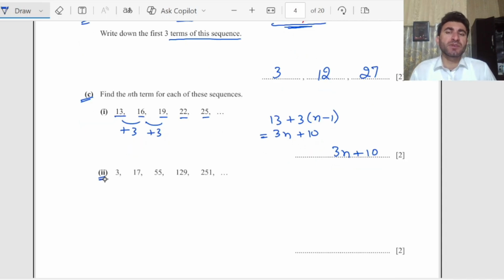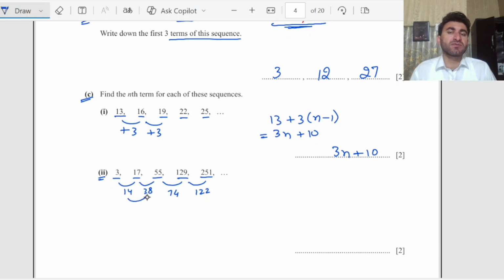Now coming to the second part, where the sequence is 3, 17, 55, 129 and 251. It is clearly not a linear sequence. So first find the difference of the terms. 17 minus 3 is 14. Then 55 minus 17 is 38. Then 129 minus 55 becomes 74, and the difference of 251 and 129 is 122. So the first difference is not a constant sequence.